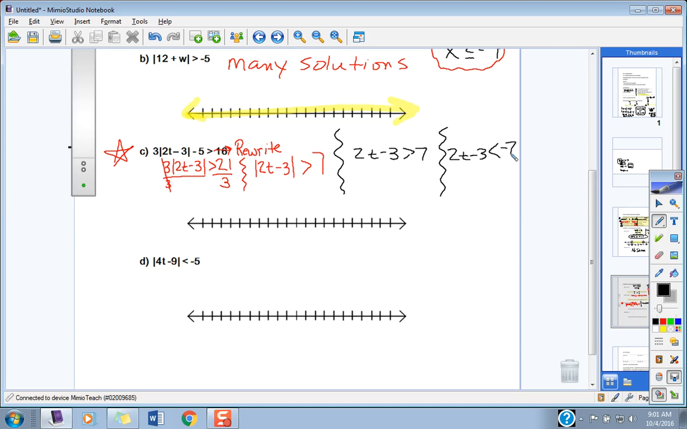So add how much to both sides? 3. So I've got 2t greater than 10 here. So t greater than what value for my first solution? Wouldn't you be t greater than 5 on the first one? If I add 3 to the next one, help me out, kiddos. This becomes 2t less than negative 4 when I add 3 to both sides. So t will be less than what value, Braden? Negative 2. Very good. All right. Open or closed on my ends? Open on both. So I'm going to try and figure this out. I like to have 0 kind of towards the middle, so I'll count by 1s. 1, 2, 3, 4, 5 would be right here. And we want to be open on that. Negative 2 would be to the left.